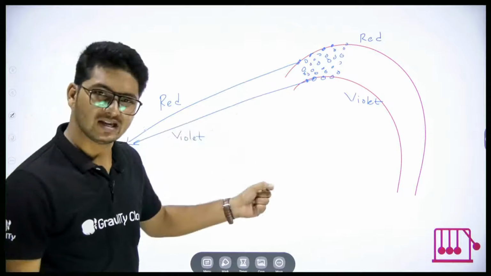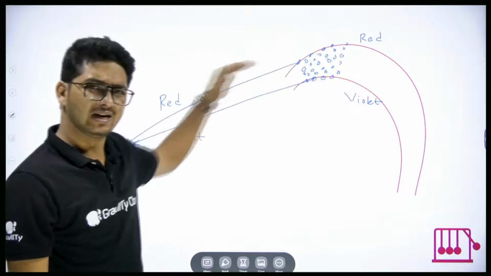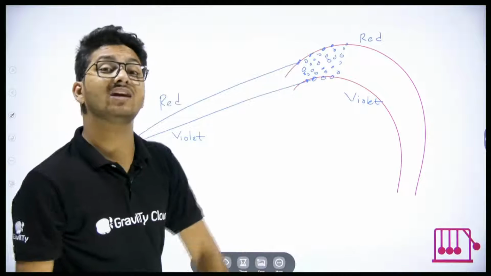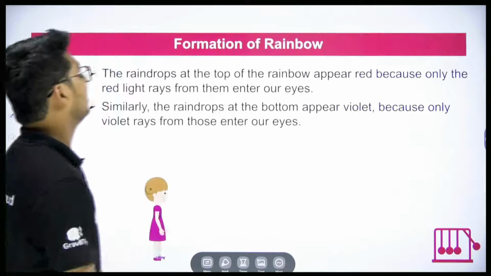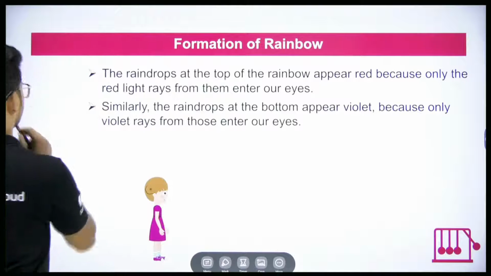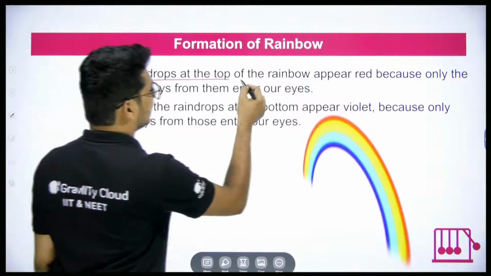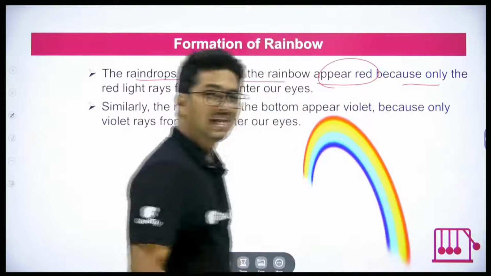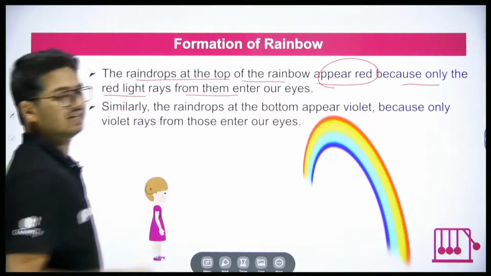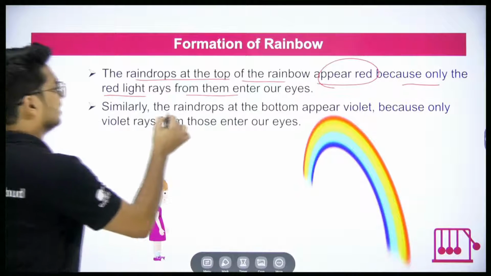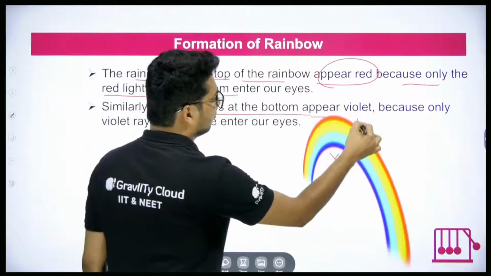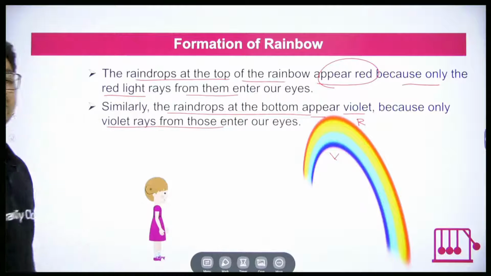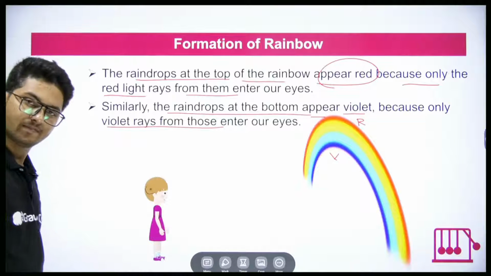From one drop, you get one color. Generally from the top, you get red color, and from the bottom, you get violet color. So one drop is not at all sufficient. We need many drops. The raindrops at the top of the rainbow appear red because only the red light rays from them enter our eyes, whereas the raindrops at the bottom appear violet because only violet rays from those enter our eyes. As simple as that. Got it?